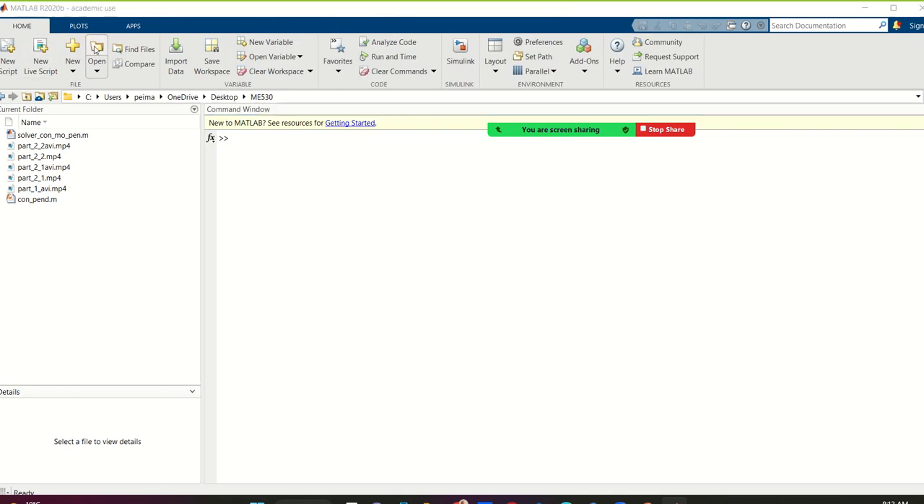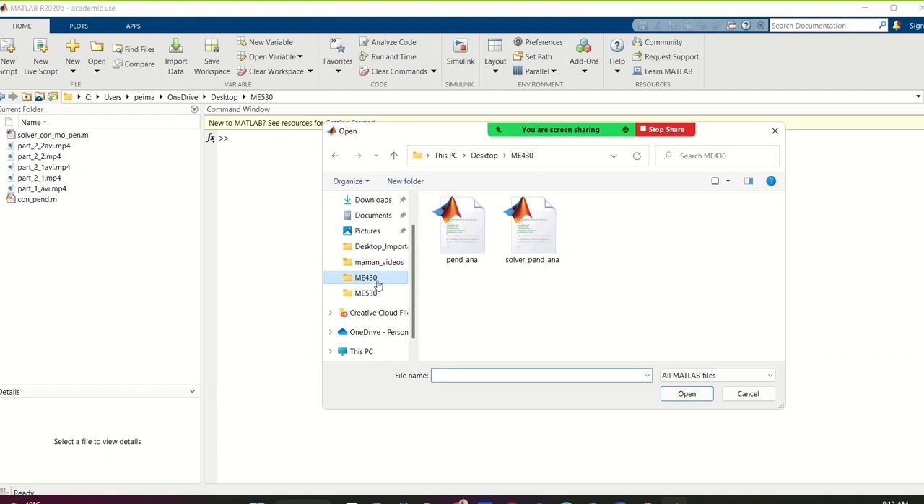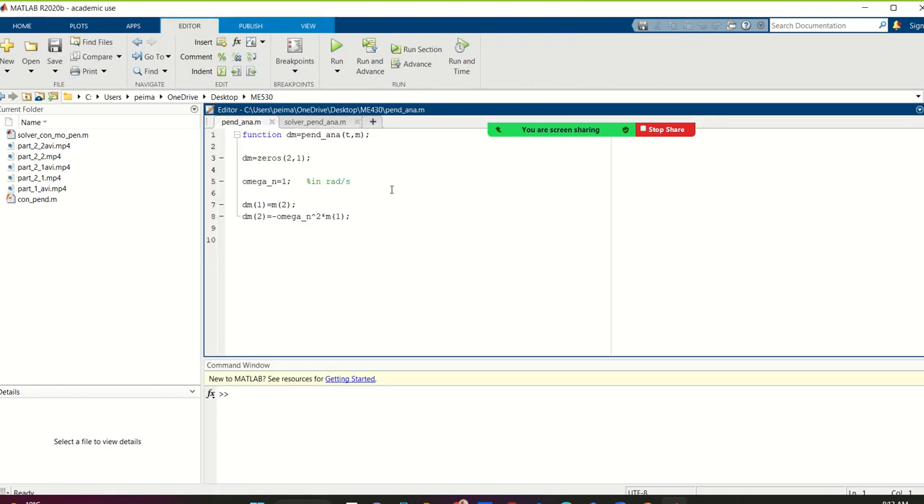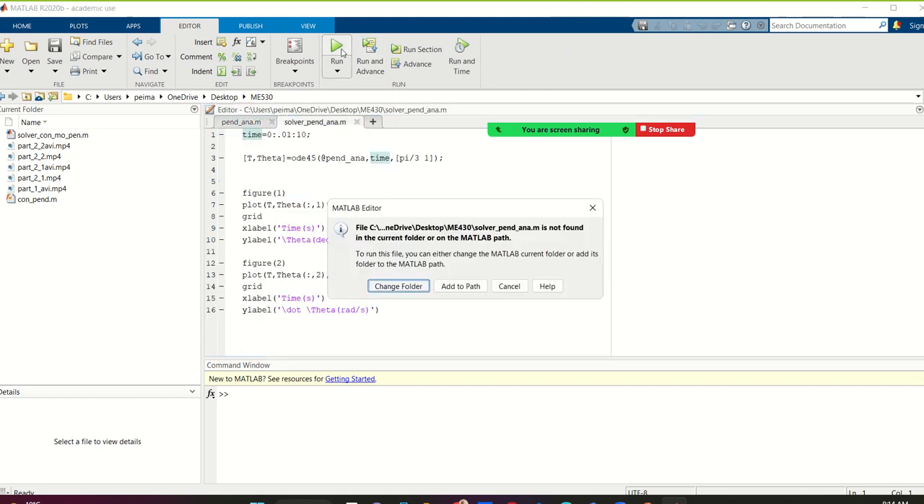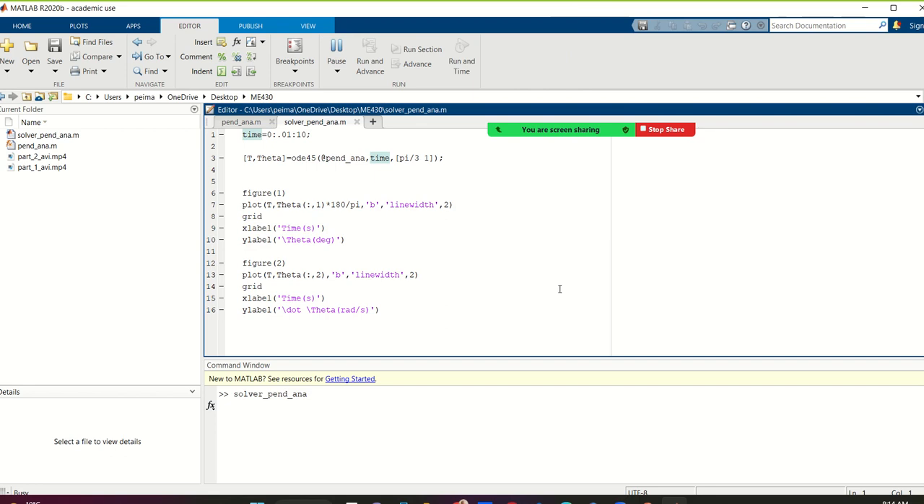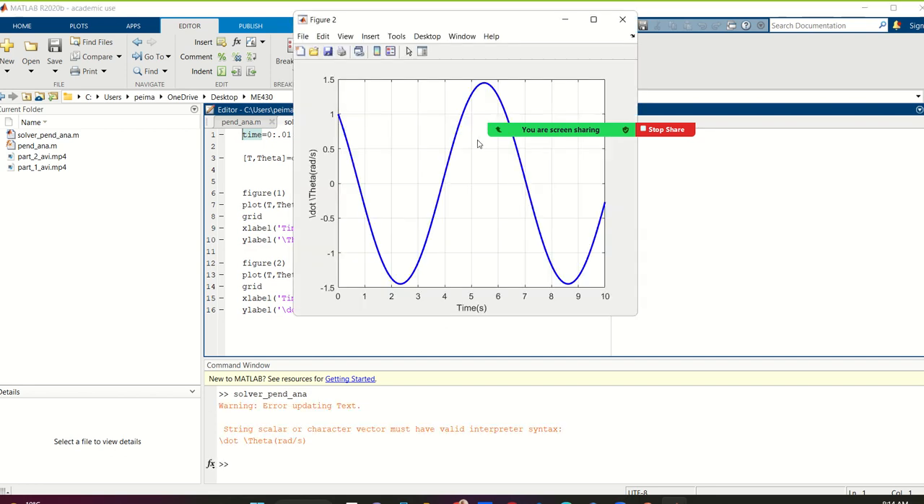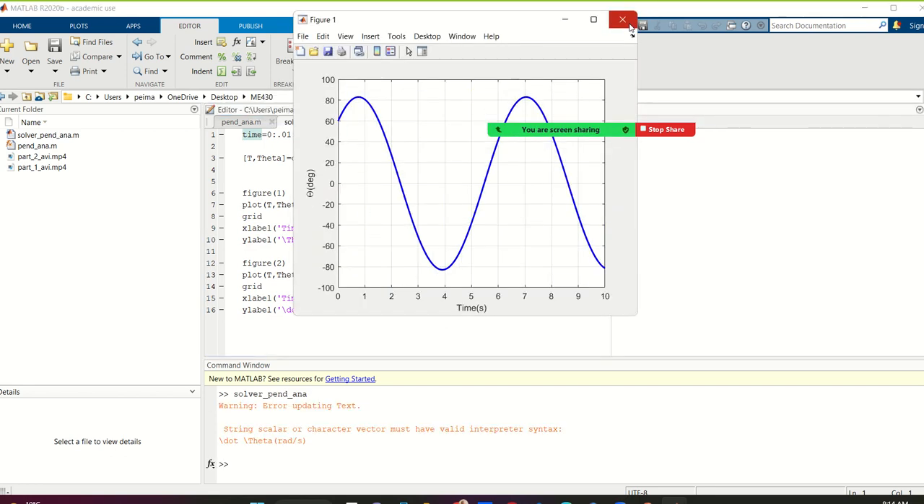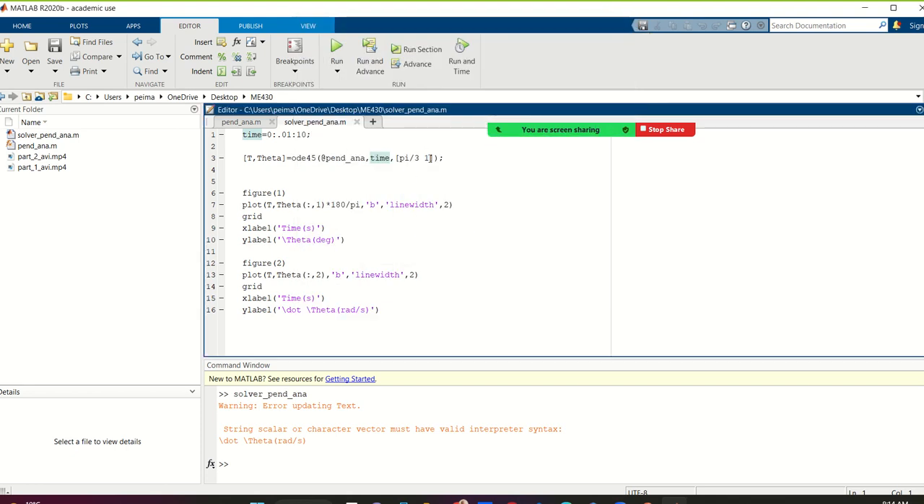Let me open the proper one. ME430. Here we go. These are the codes. Okay. So, this was the pendulum. This was the solver. I'm running it again for you. See that given the initial conditions, your system oscillates forever because you have a pair of pure imaginary poles or roots. Now again, I'm putting 0 as the initial condition for the velocity of the pendulum, and this is the initial angle.